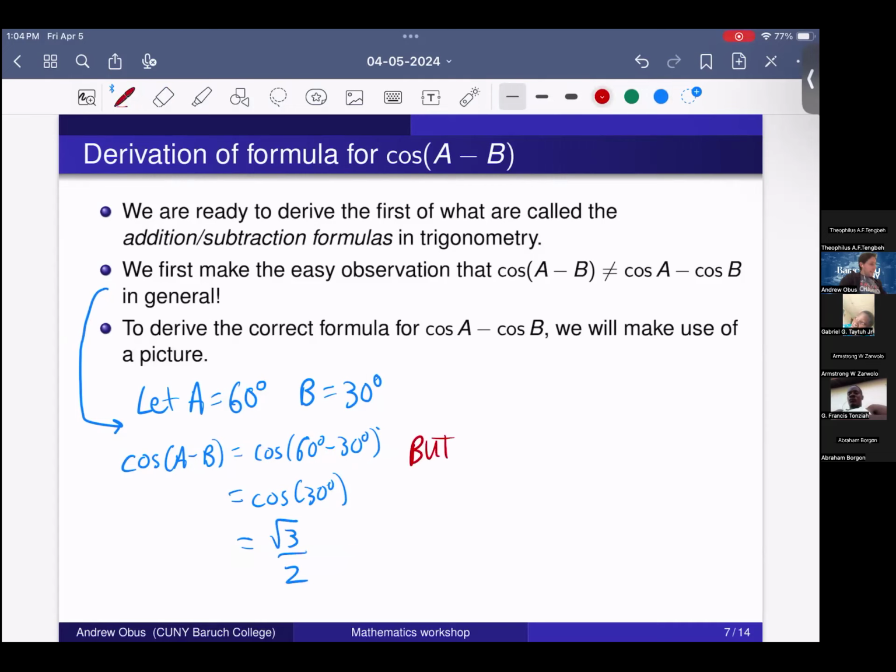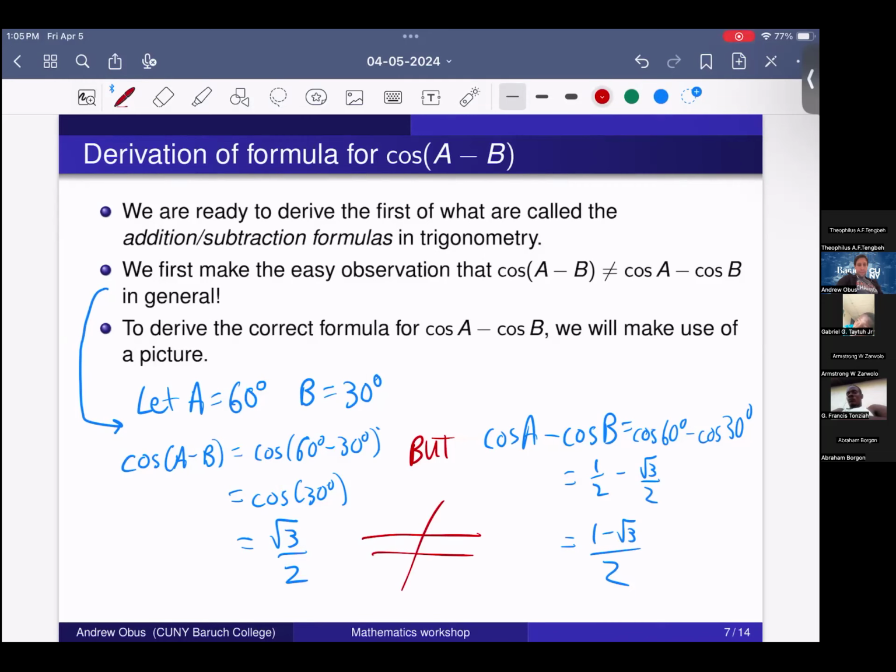But if I take cosine of A minus cosine of B, this is equal to cosine of 60 degrees minus cosine of 30 degrees. And this is the calculation we already did. That's 1/2 minus square root of 3 over 2. And that's equal to 1 minus square root of 3 over 2, right? And these two things are not equal to each other.